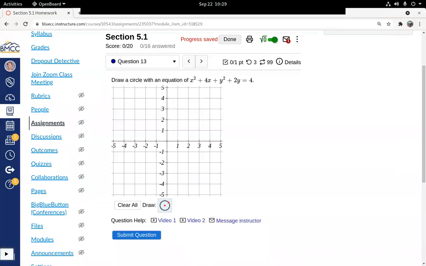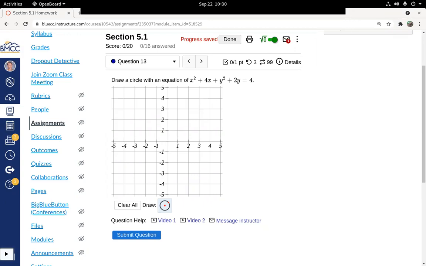So let's take a look at problem number 13 in section 5.1. We're given what's called the general form for a circle. So notice I have x squared, x, y squared, y, and a 4. So all of these are unlike terms, so this can't really be reduced with the idea of like terms any further. There's no parentheses squared. So this is general form.